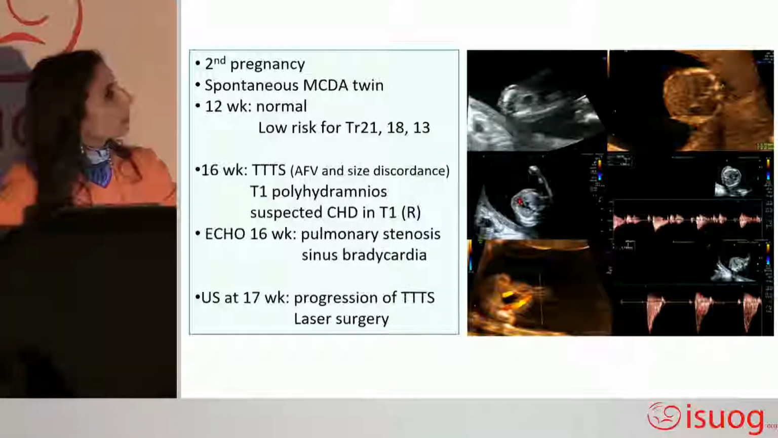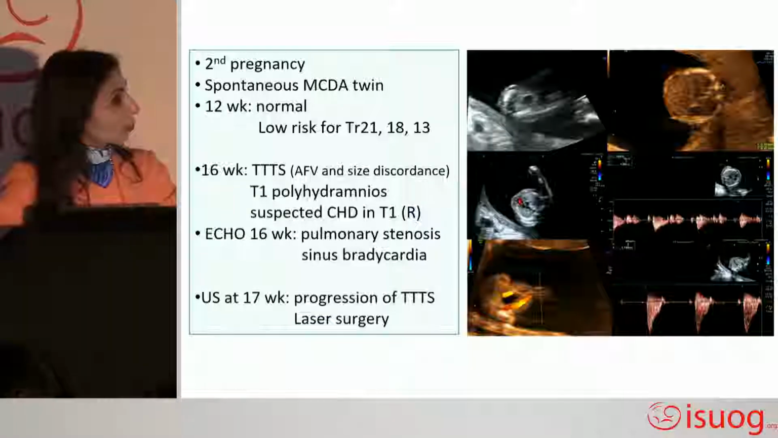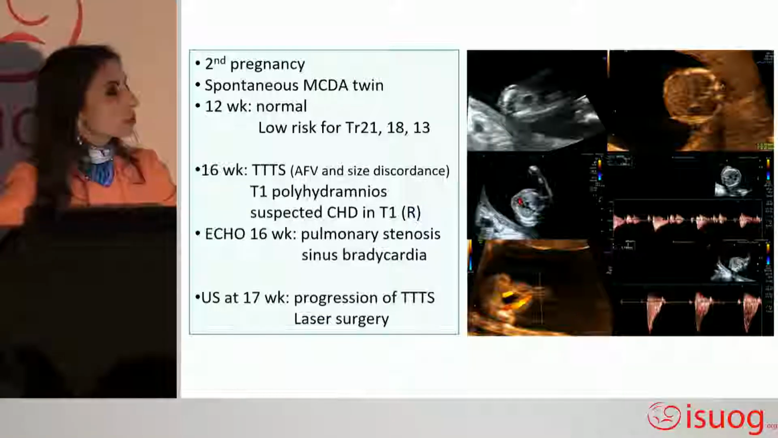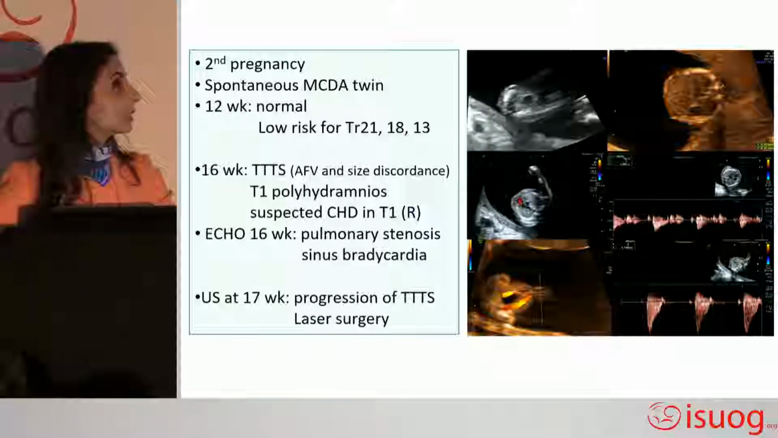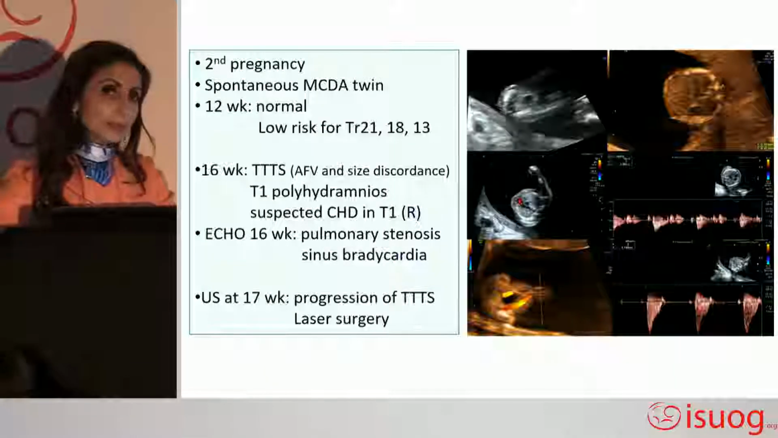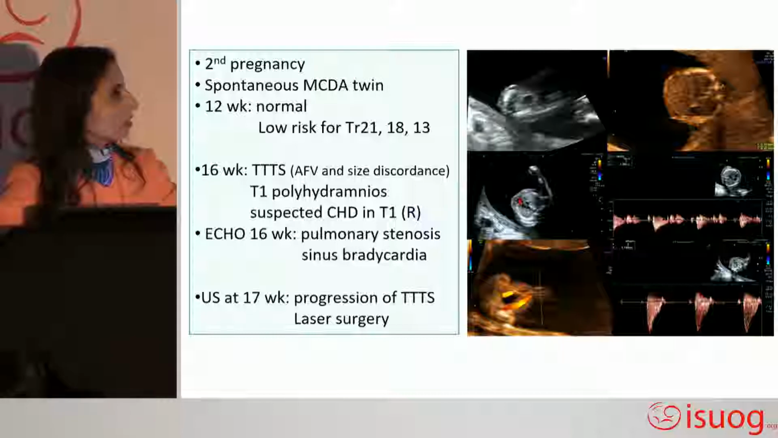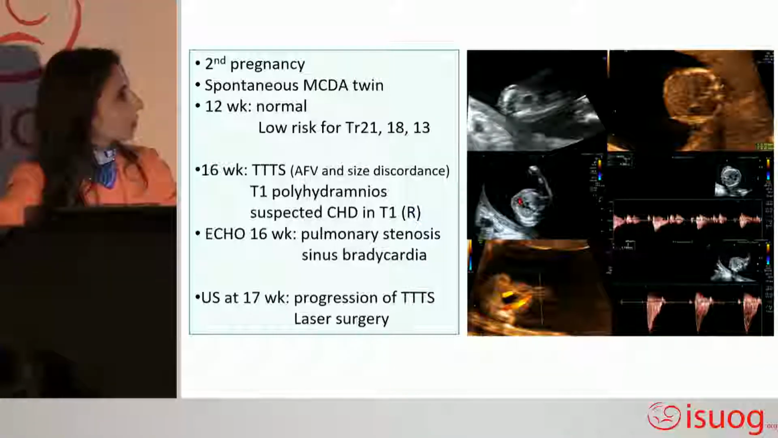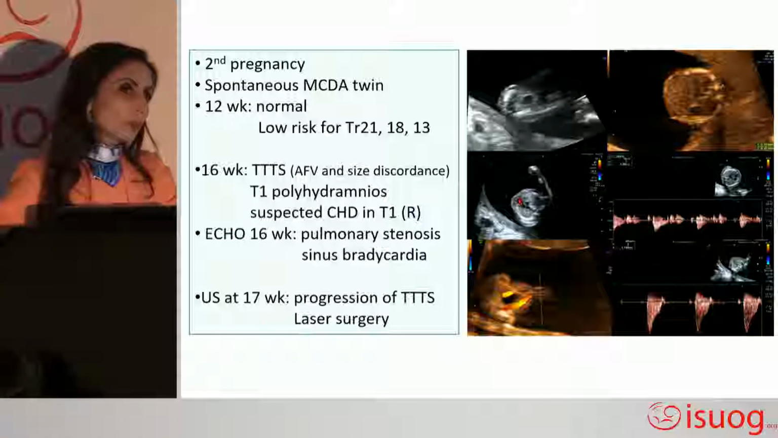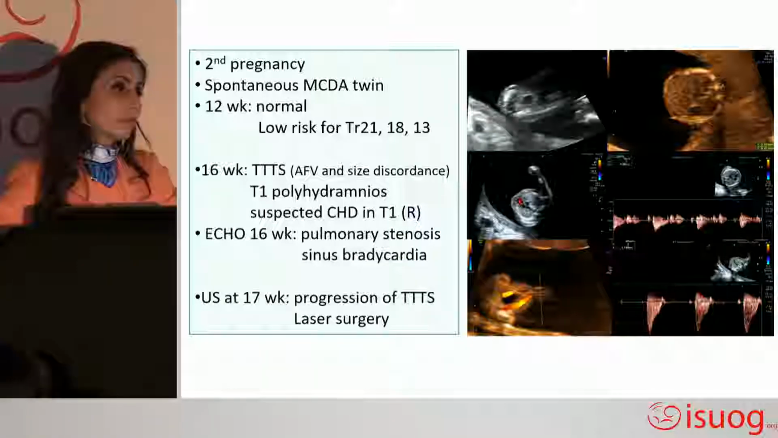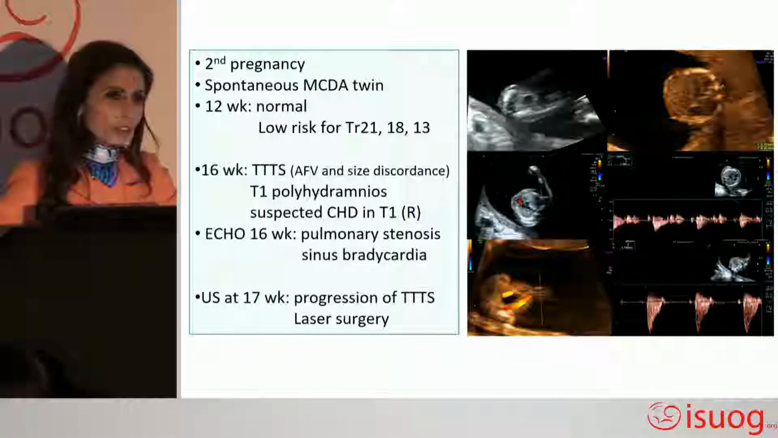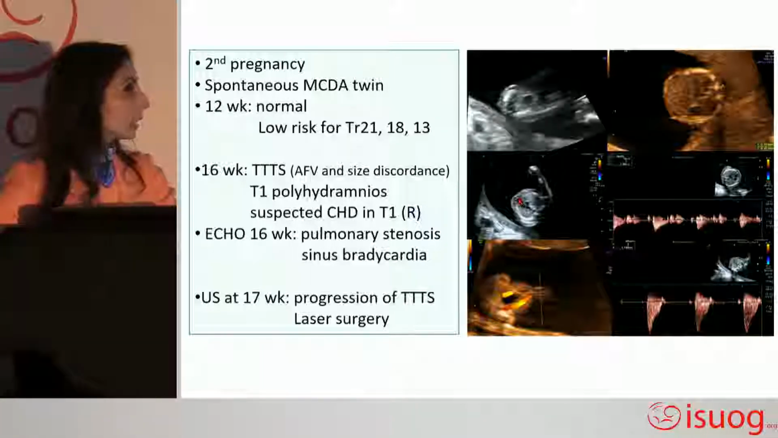And twin one, the one that had polyhydramnios, had also suspected congenital heart disease. And that was the recipient, because it has more fluid. So she had an echo the same day at 16 weeks, and that confirmed that this baby had pulmonary stenosis, and this baby also had sinus bradycardia at 16 weeks. So we said, I suspect maybe this baby is not going to make it. I think there's a high chance this baby will die.